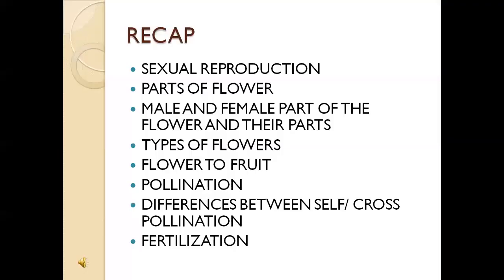Recap of reproduction and modification in plants. In the previous session we saw sexual reproduction, the parts of a flower, the male and female parts of the flower and their parts. Next, types of flowers, flower to fruit, pollination, differences between self and cross pollination, and fertilization. In this class we are going to see asexual reproduction. Shall we move on to the lesson?